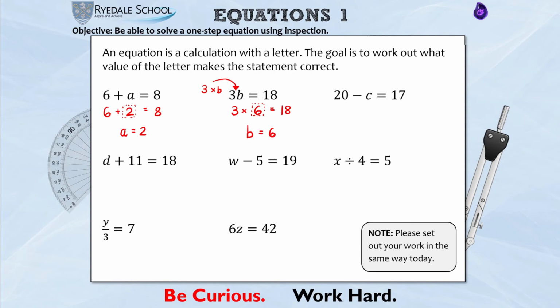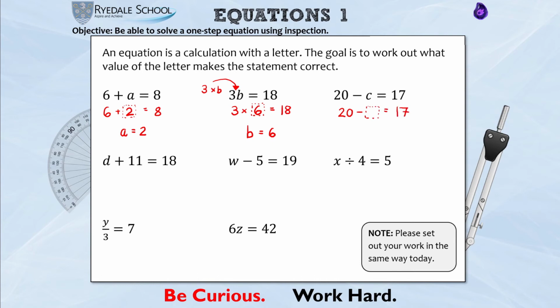And if you're interested in my objective, when I've said be able to solve a one-step equation using inspection, inspection just means looking at it and figuring it out. There's not a great deal of maths going on, we're just thinking, what number do I put there for it to make sense, for it to be correct? So let's look at the next one. Instead of writing 20 take away c, I'm going to write 20 take away a square box.